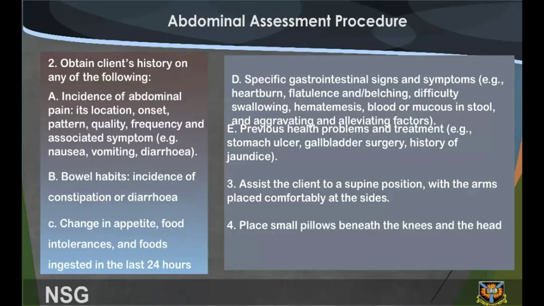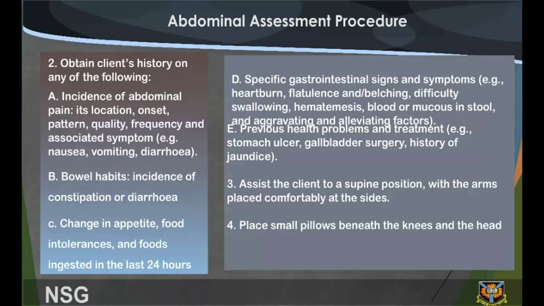2. Obtain client's history on any of the following: incidence of abdominal pain, its location, onset, pattern, quality, frequency, and associated symptoms, for example, nausea, vomiting, diarrhea. Bowel habits, incidence of constipation or diarrhea, change in appetite, food intolerances, and foods ingested in the last 24 hours.